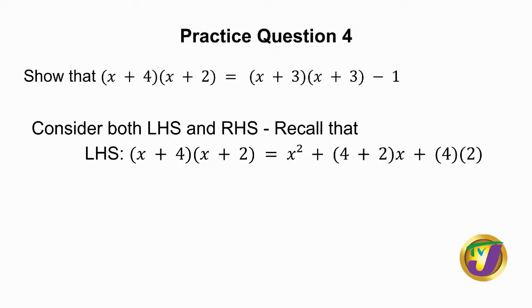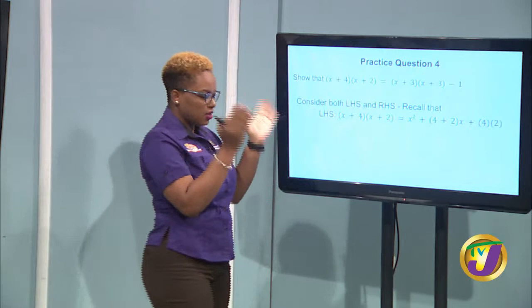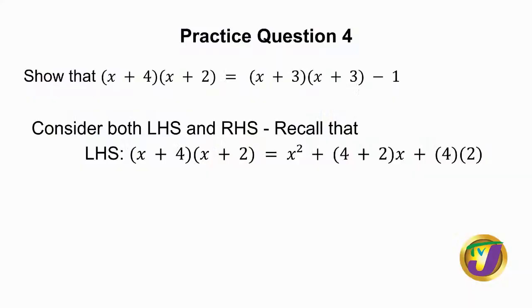So once again, identifying what is our A and what is our B and writing it in the form x squared plus (A plus B) x, and then AB at the end. So, okay, start by identifying our A and our B. So our A in this case would be 4, and our B in this case would be 2. A is 4, B is 2.